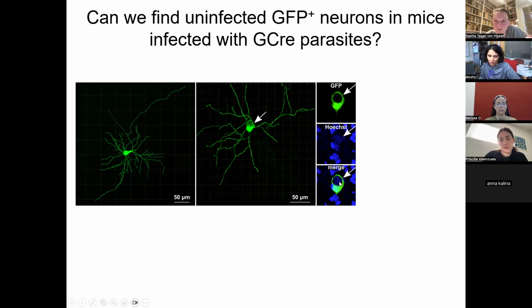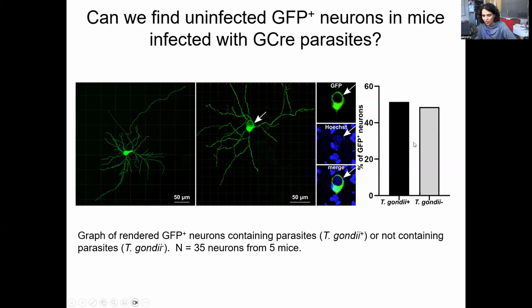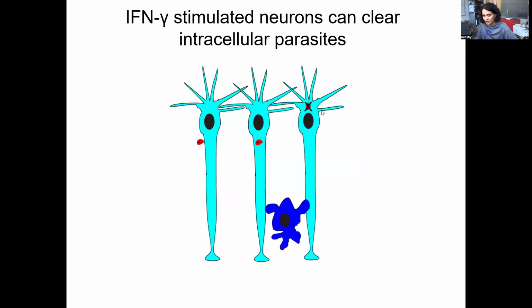We ultimately ended up remaking this line to have RFP, and we did it a couple ways. But when Emily did this, what you could find is out of 35 neurons, 17 of them did not harbor any parasites and 18 did. And so it was like a 50% difference. So we could feel quite confident that in fact we can say this happens, right? So neurons can clear parasites in the setting of interferon gamma.